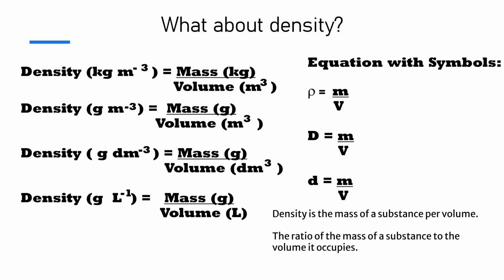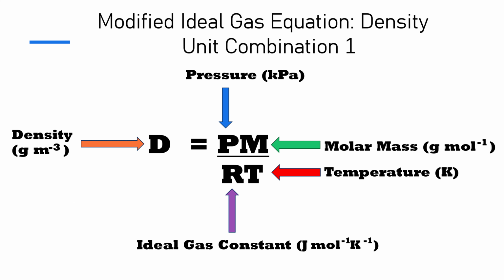We can express these equations with symbols, so we can use the Greek letter rho, which looks like a P. We use that to represent density, equals mass, which is represented by the letter M, divided by V, which is volume, or we can use a capital D for density or lowercase d for density, and we can equal M over V, mass divided by volume. Okay, let's see how we can modify the ideal gas equation to incorporate density.